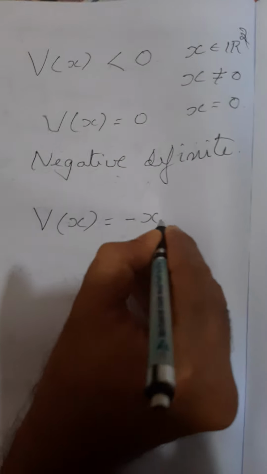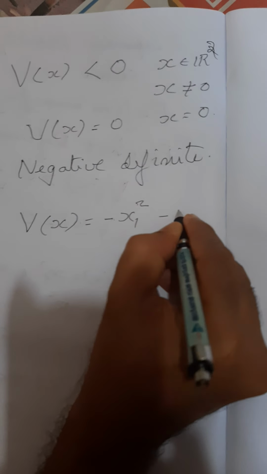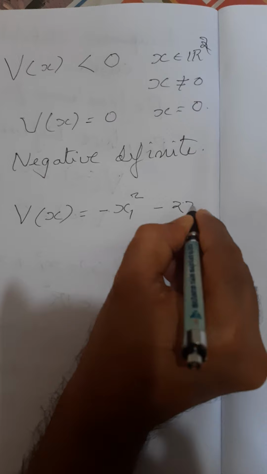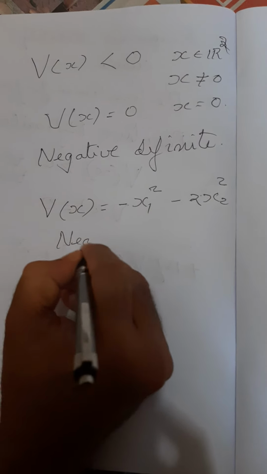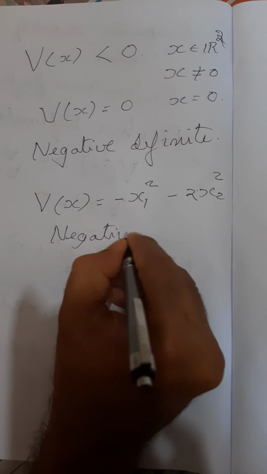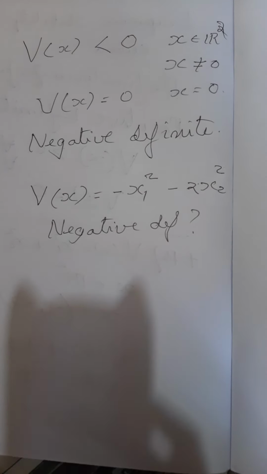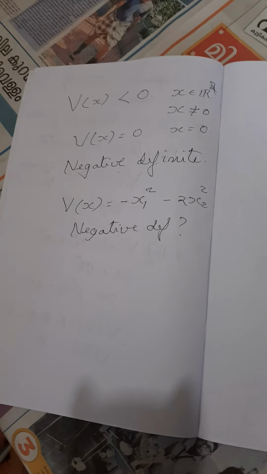What can you say about this function, minus x1 square minus 2x2 square? Is this negative definite? Yes, it is negative definite. If you give any value for x1, x2 other than 0, the value of v of x will be less than 0. Therefore, this function is negative definite.